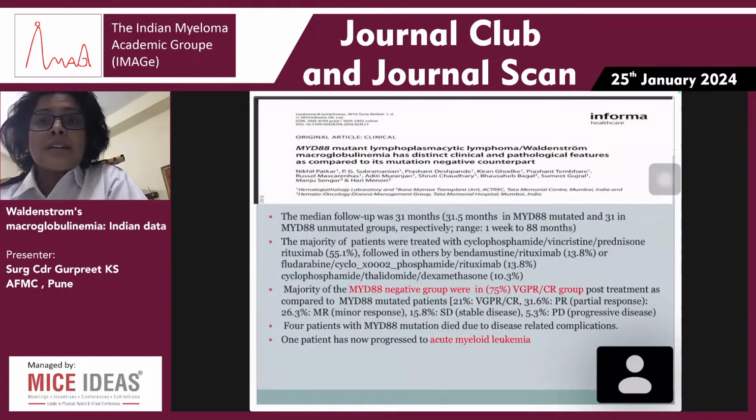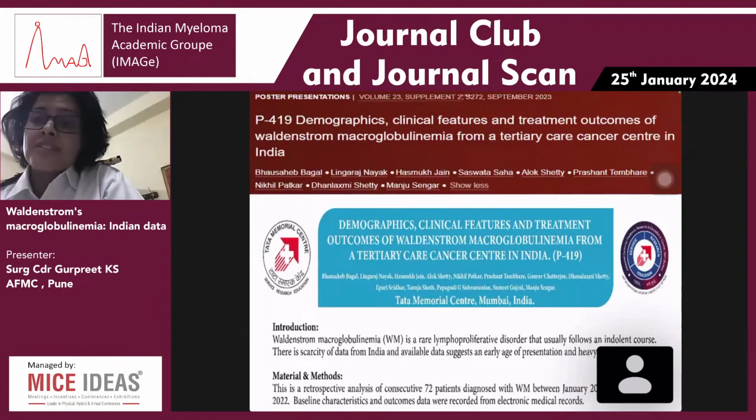The second study, when we talk about the treatment, the median follow-up was 31 months, and the majority of their patients were treated with cyclophosphamide, vincristine, and prednisone, rituximab, followed by bendamustine rituximab. The majority of the MYD88 negative group were in the VGPR and CR group. Four of their patients with the MYD88 mutation died, due to disease-related complications, and 1 patient had progressed to AML.